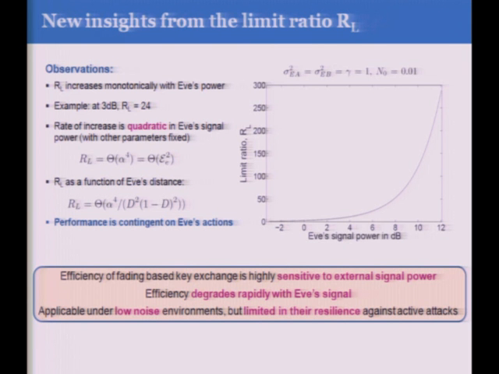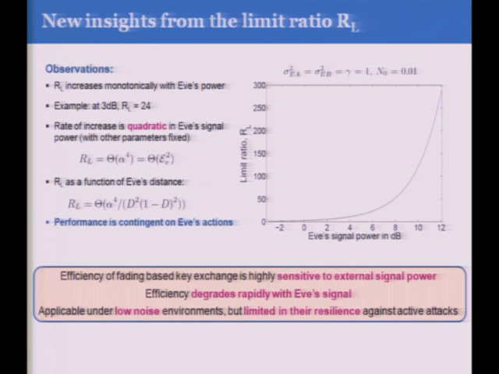But you can also have some quantitative numbers of what this would mean. For example, at 3 dB, RL is 24. So for every secret bit that you need to extract, you would have to exchange 24 bits between A and B. The other thing is, how does this curve actually increase? What's the rate of increase? You could also get that from the closed form formula of RL.